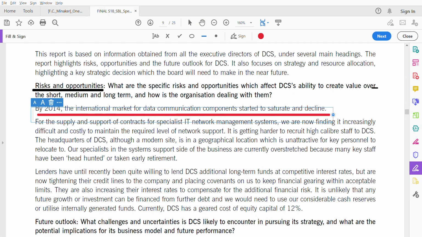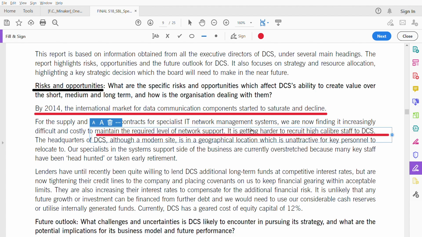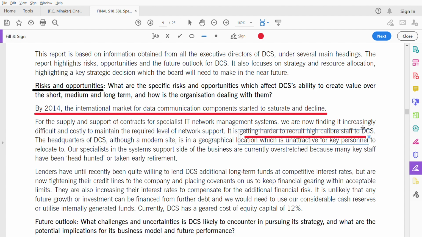Okay. So now, for the supply and the support of the contract for the specialized IT network management system, we are now finding it increasingly difficult and costly to maintain the required level of network support. It is getting harder to recruit high caliber staff to DCS.